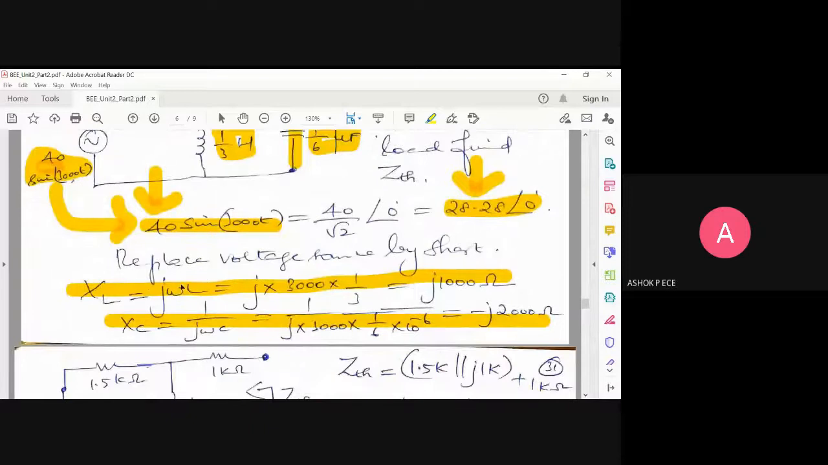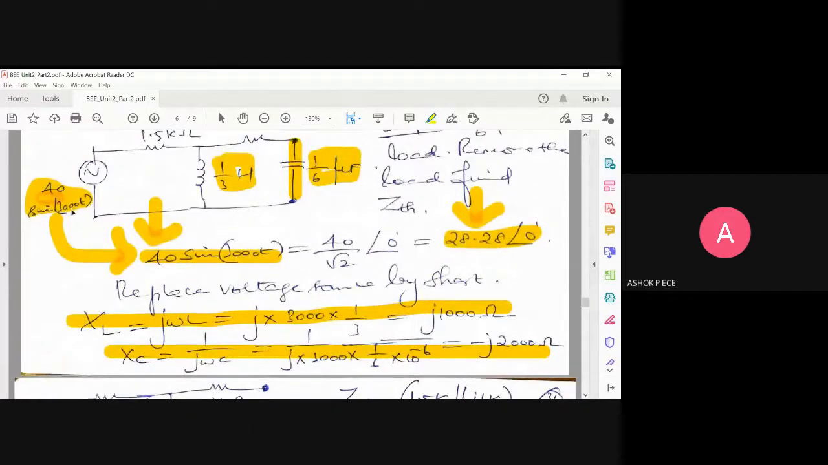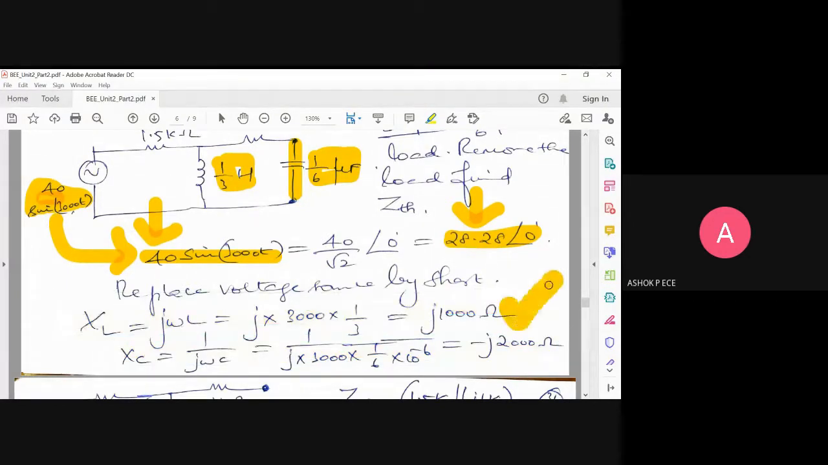XL is jωL. Omega, you see, comes from your voltage source, A sin ωt. So ω is 3000. So j into 3000 into 1 by 3. It is going to offer a reactance of j1000 ohms. Is that clear? The inductor is going to offer a reactance of j1000 ohms.